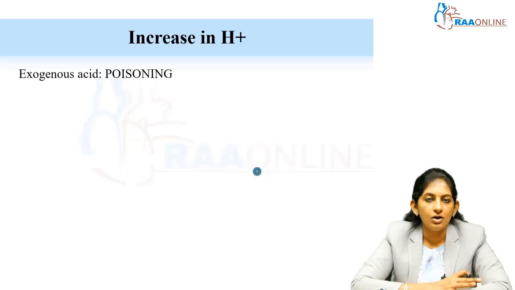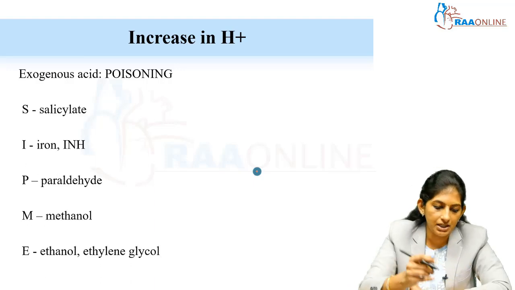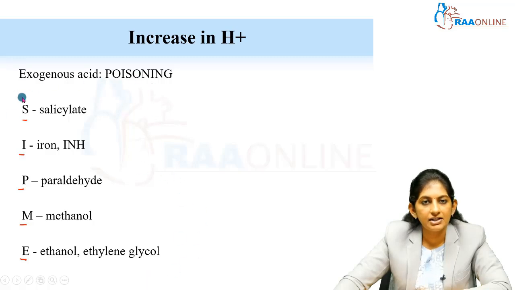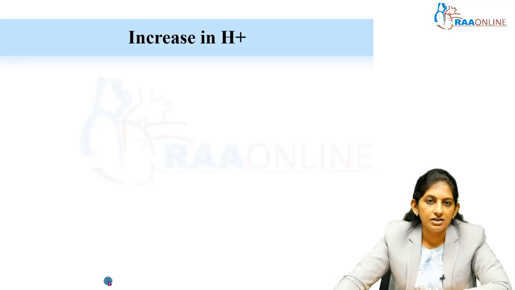Next, exogenously, how can acid enter into the body? Mainly it is poisoning. For poisoning, I'll tell you a simple mnemonic. Okay, SIPME, S-I-P-M-E. S stands for salicylate. I stands for iron or isoniazid intake. P stands for paraldehyde. M stands for methanol. Methanol poisoning, very, very well known. Ethanol poisoning, alcohol overuse, and ethylene glycol poisoning. So all these 6 or 7 entities have been mentioned here. All these will increase the H plus, that is acids inside the body.